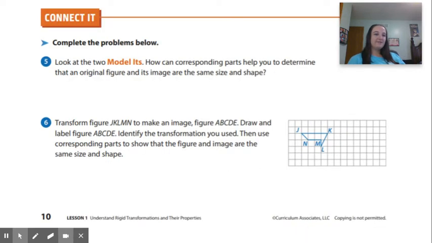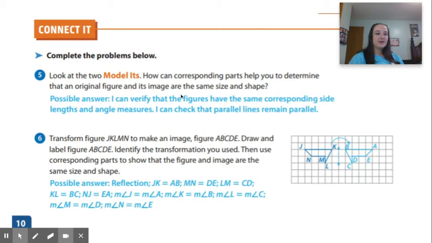Alright, now that you're back, we're going to finish off with the last couple problems. So again, we have this connect. So we are on page 10. I messed up the page number earlier. So how can corresponding parts help you determine that an original figure and its image are the same size and shape? You can verify that the figures have the same corresponding side lengths. So if something is 4 lengths long over here and 4 over here, then you know that they're corresponding because they have the same length and the same angle measure.